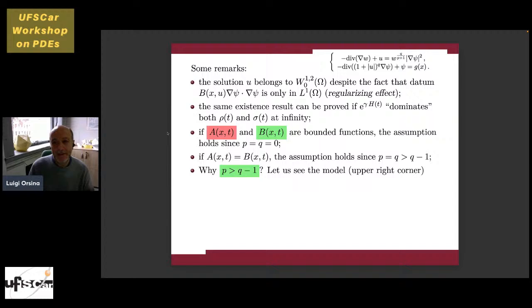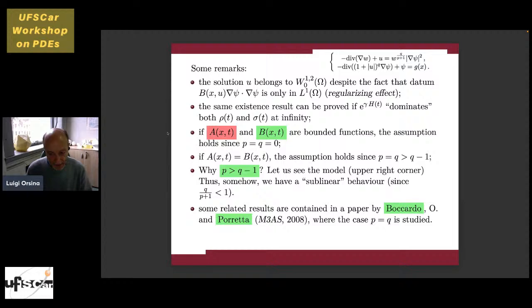Then if you have minus Laplacian of v equals w equals w squared times a weight, it's almost a nightmare. You may have no existence if the exponent is too large. In this case, these assumptions allow somehow to work because you have a sublinear term in the coupling term.